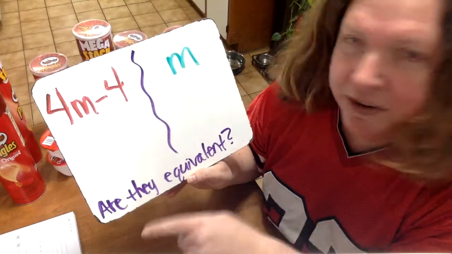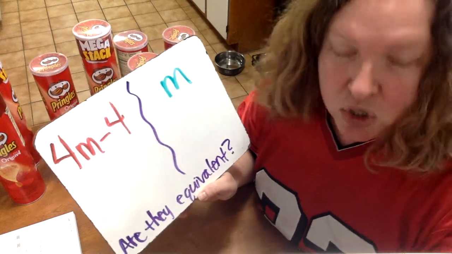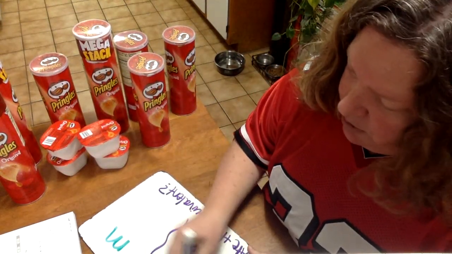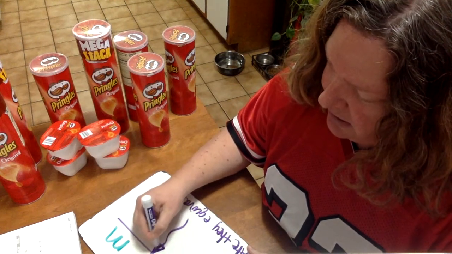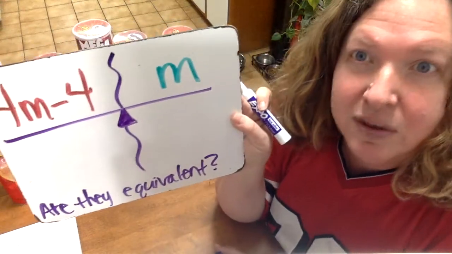Okay, so number 23 says 4m minus 4 and m. And they want to know, are they equivalent? Are those two the same thing? If we put them on a teeter-totter, would they be worth the same thing? That's the question. So if we put these on a teeter-totter, there's the middle of the teeter-totter, would they be able to teeter-totter? Are they worth the same?